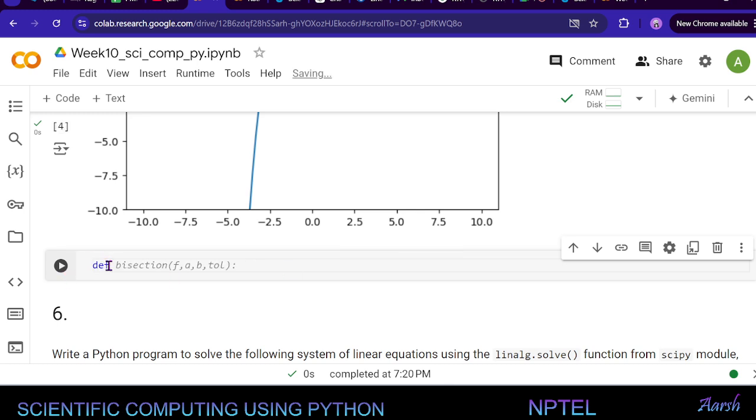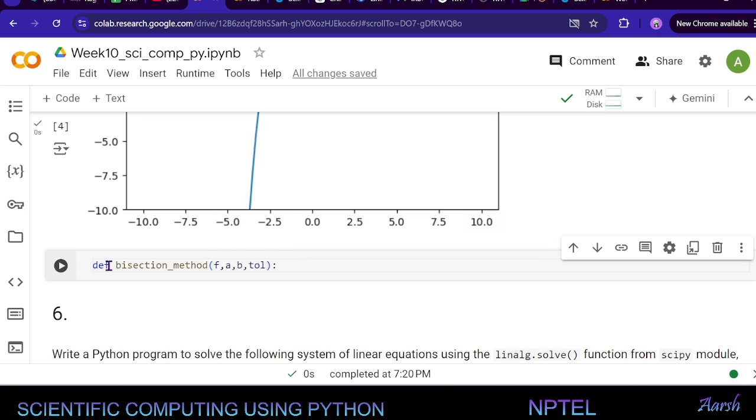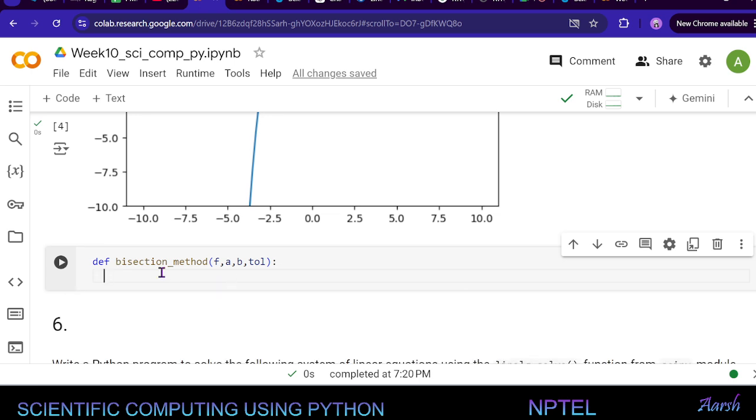So let's define a bisection method. And what all do we need? First we need f, yes. Then we need a, b, the left point and right point, and a tolerance value, right? How far do we want to go? Or rather, how close do we want to go?